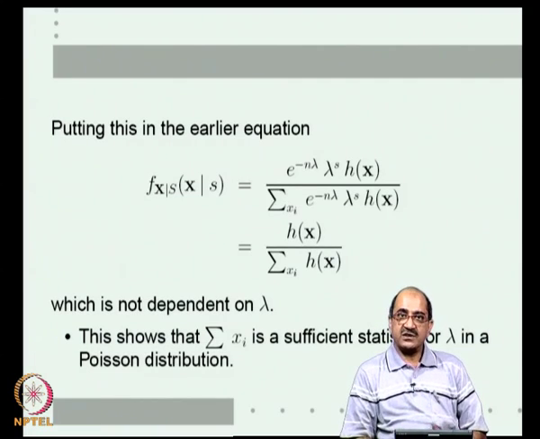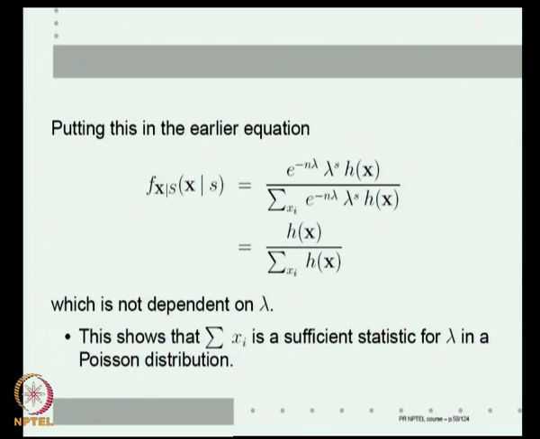In any case, in this example, what we have shown now is that the summation xi is a sufficient statistic for lambda in the Poisson distribution, and we know that if you give me summation xi, I can get the ML estimate for lambda even though I do not know the individual xi. So, it is in that sense sufficient. Okay.